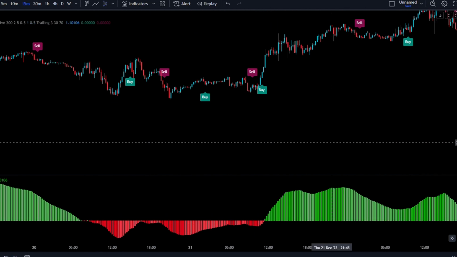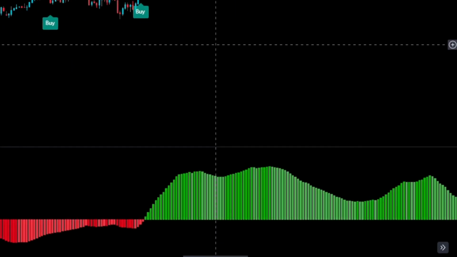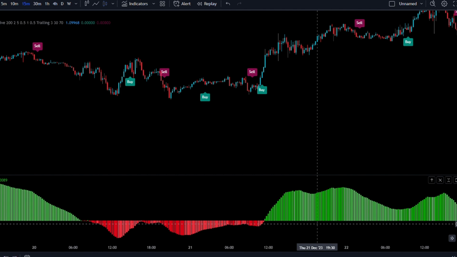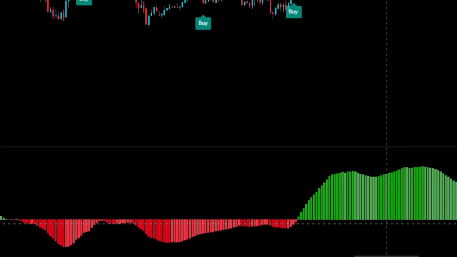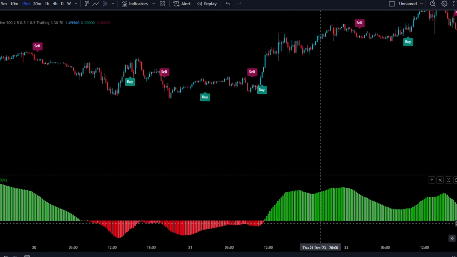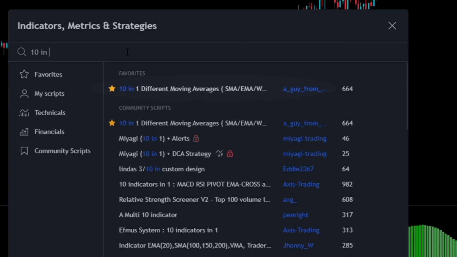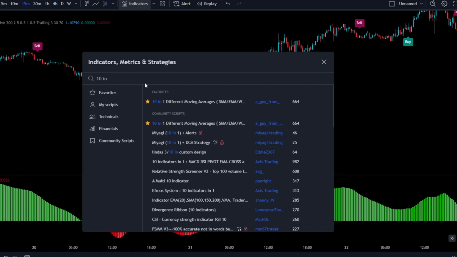For this strategy, we're going to be using the histogram to identify and confirm the trend direction. So when it's colored in green, we're confirming the bullish structure, and when it's in red, we're confirming the sell structure. Now let's go and get our directional indicator, and for this, we're going to add the 10 and 1 different moving average by this user.